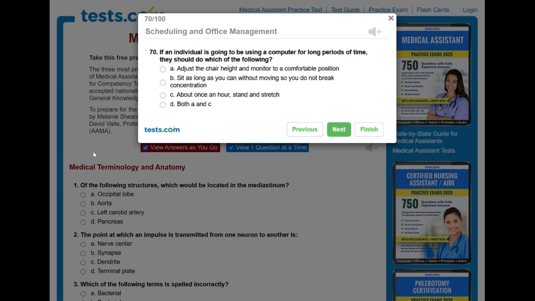Question 70. If an individual is going to be using a computer for long periods of time, they should do which of the following? A. Adjust the chair height and monitor to a comfortable position. B. Sit as long as you can without moving so you do not break concentration. C. About once an hour, stand and stretch. D. Both A and C.